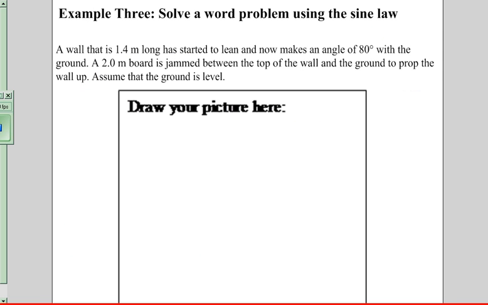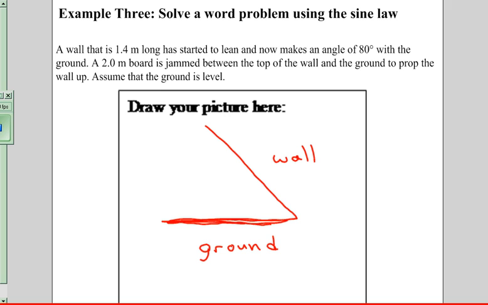All right, so the next question, we need to draw the picture ourselves. You have to understand everything in the problem. You have a wall, and the wall is 1.4 meters long, and it started to lean. So originally, if you think of a wall, you have the floor and a wall, and it's a right angle. But since the wall is leaning, erase the wall, and we're going to have it lean. The original floor, here it is. The wall is leaning, and it now makes an angle of 80 degrees with the ground. So this is the ground, the wall. The wall and the ground make an angle of 80 degrees.